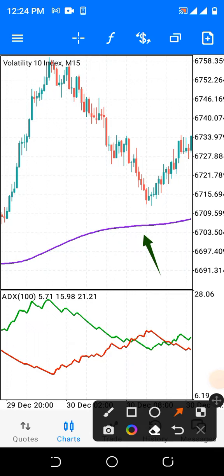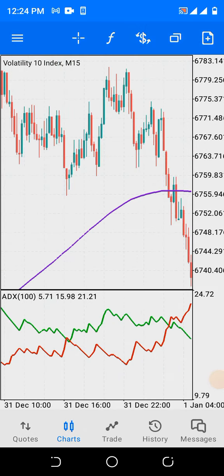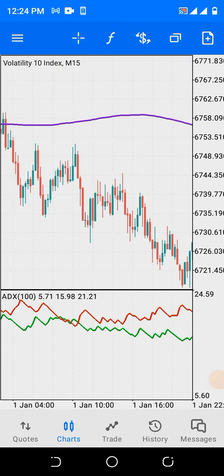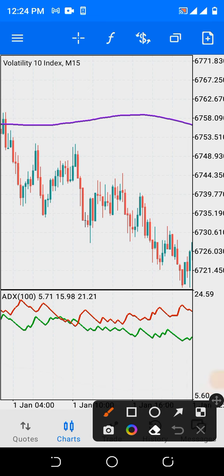Do you understand? In a situation whereby the price is below the moving average, we'll only be focused on sell positions. For instance, in this case, this is the moving average, and you can see that the price is below the moving average. So in this situation, we'll only be considering sell positions. Do you understand?